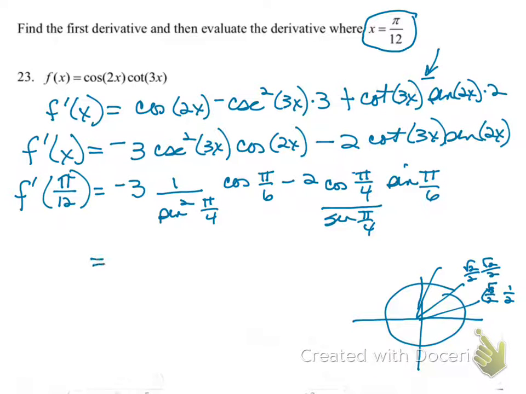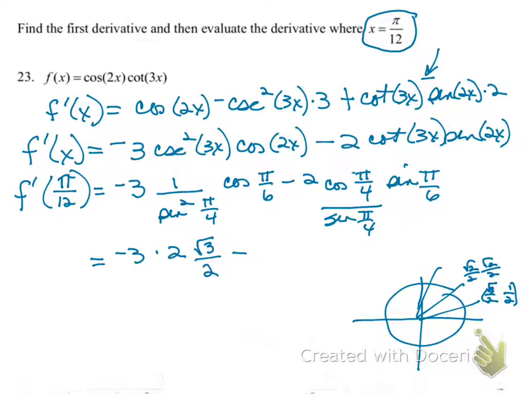Okay, so now we're ready to plug in. -3. Okay, pi over 4, the sine of pi over 4 is root 2 over 2. Square that, you get 2 over 4, which is 1/2. 1 over 1/2 is 2. Okay, so think about that. Then I have cosine pi over 6, that's the smallest angle, so that's going to be root 3 over 2.